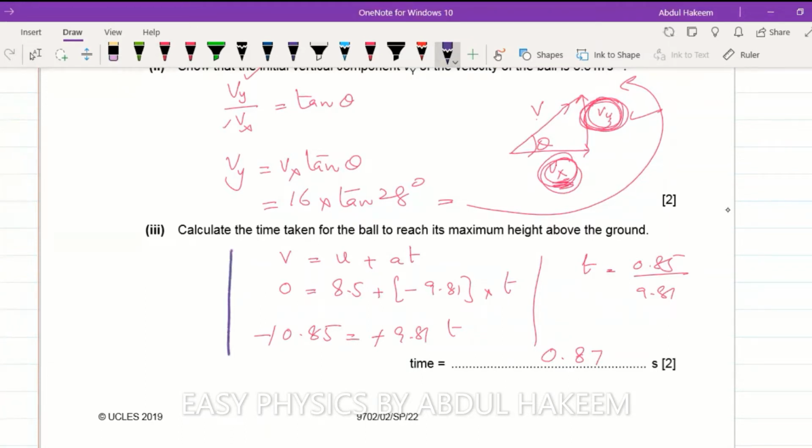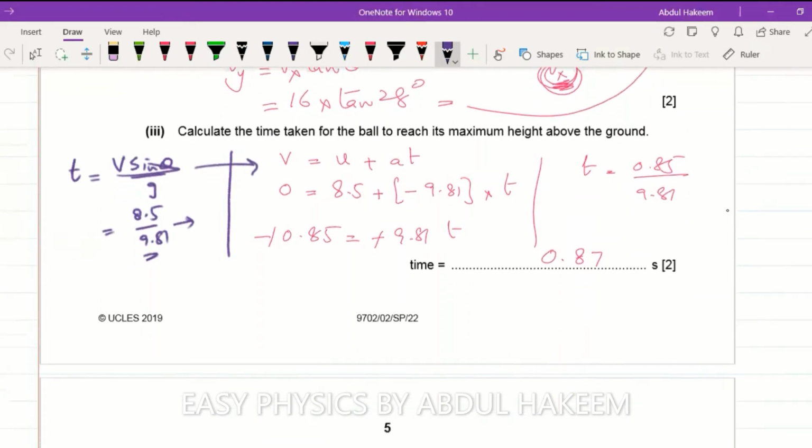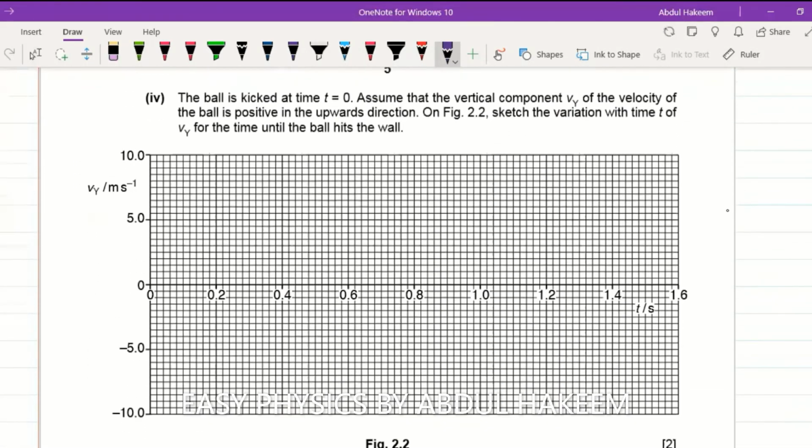You can write the direct formula. In projectile motion, from bottom to top or top to bottom, the time is V sine theta over g. Here V sine theta is Vy, which is 8.5 divided by 9.81. So you will get the same answer. This formula is derived from this first equation.